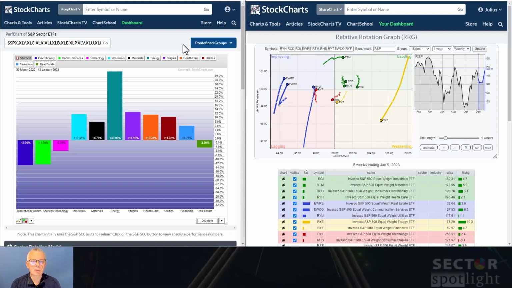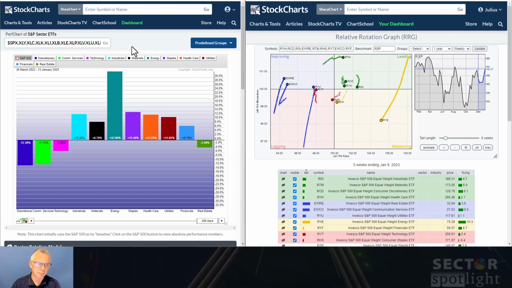It's time to start taking a look at the sector rotation model again. It's been a while since we did that, and I'm trying to do that every quarter. So where can you find the theory of the sector rotation model? You can find that below what we call the perf chart.